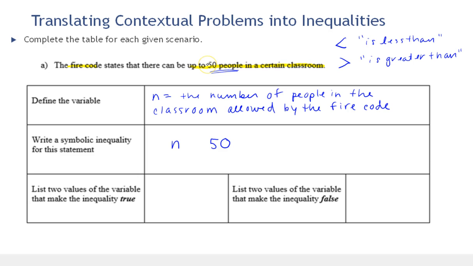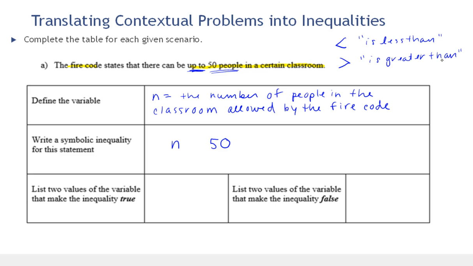So the key words here are there can be up to 50 people in a certain classroom. So first we're going to determine, is that less than, is that greater than? Which one of these does it represent? Sometimes the language can be tricky. There's lots of different ways to say these things in the English language. When we worked with the symbolic math form, we just say is less than or is greater than, but here you have to do some interpretation.